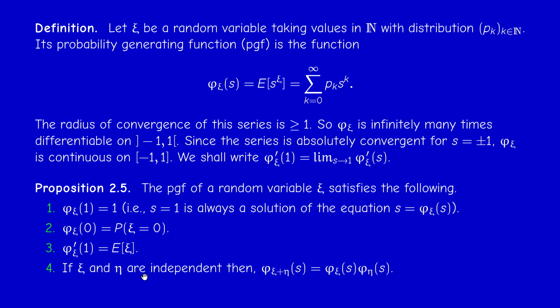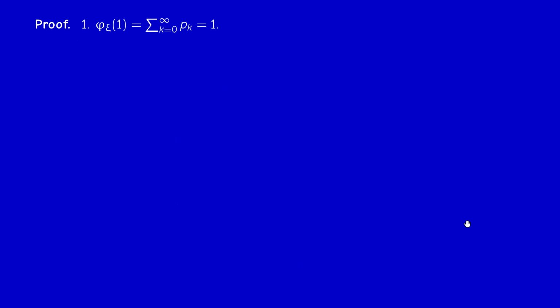And if xi and eta are independent, then the probability generating function of xi plus eta is the product. You may know this for moment generating function, but it's still true for PGFs. Okay, this is not difficult. So first point, we already observe it, because the sum of the probabilities is 1. So phi_xi of 1 is 1. By definition, phi_xi of 0 is just the first term, the constant in the series. So and it's by definition the probability that xi equals 0.